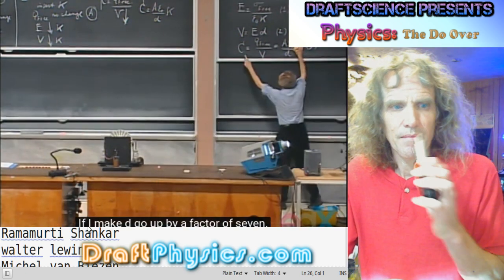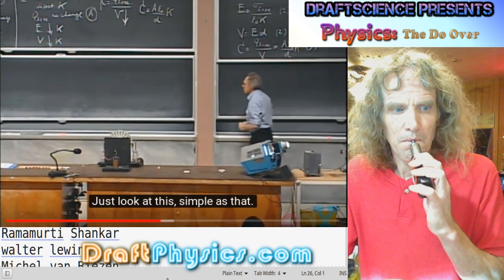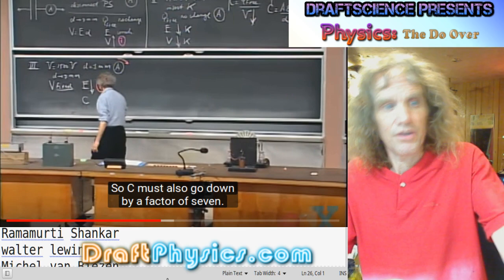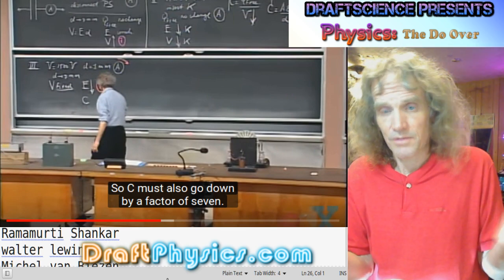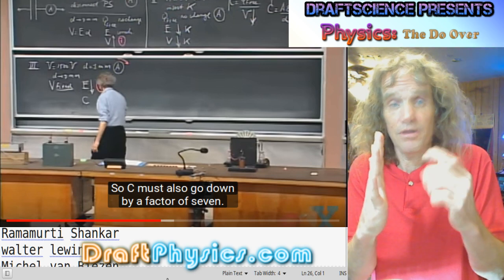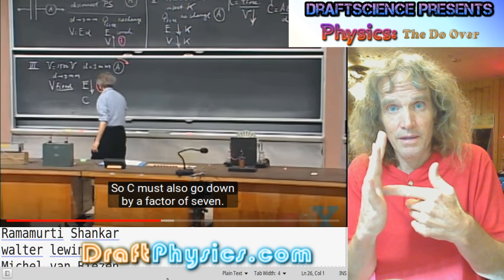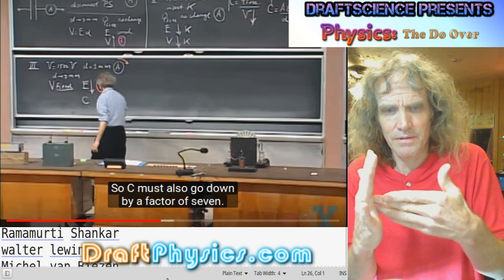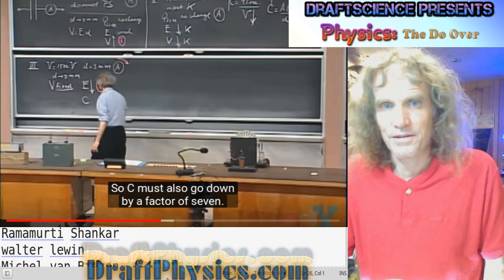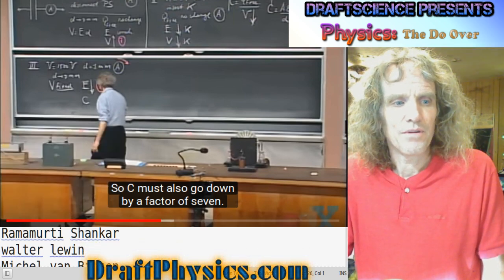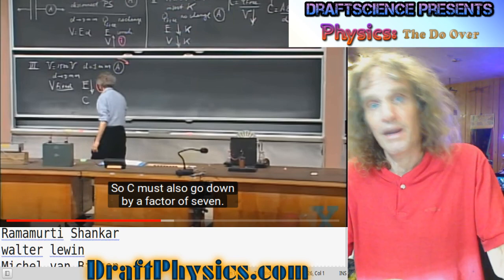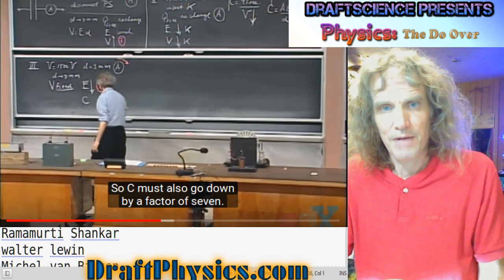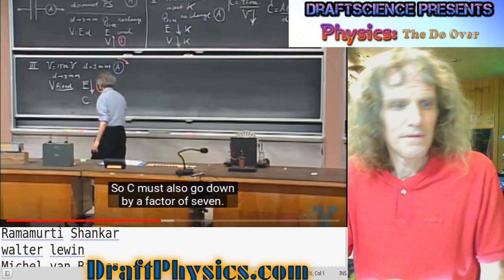If I make D go up by a factor of 7, C goes down by a factor of 7. Just look at this, simple as that. So C must also go down by a factor of 7. So those are the two components of what we might call the watts or the Q or the joules of the system. And so you're basically going to lower both the voltage and the amperage, and that lowering is real energy. It's a real change in the energy of the system, so it has to go back onto the power supply. It has to go somewhere if you're going to lower it. So you've given it the capacity to go lower, and it said, fine, I'll go low. And so it's going to give back a portion of the energy it took from the power supply.